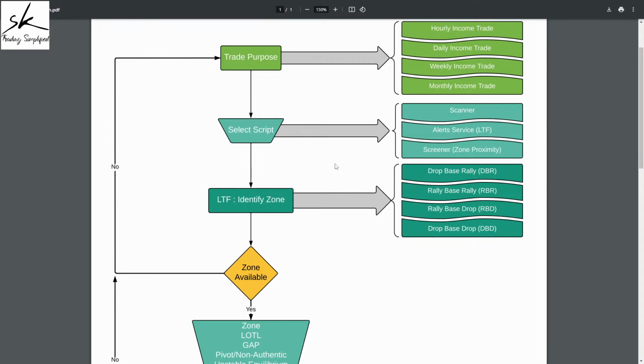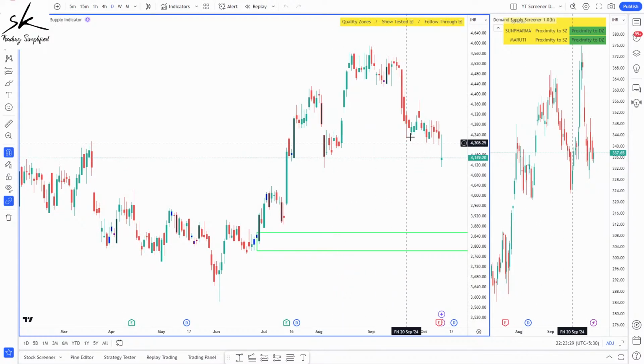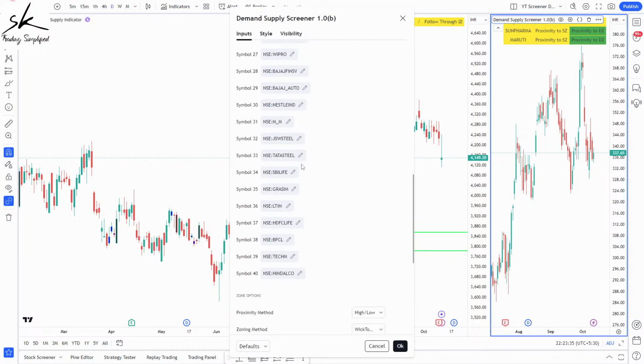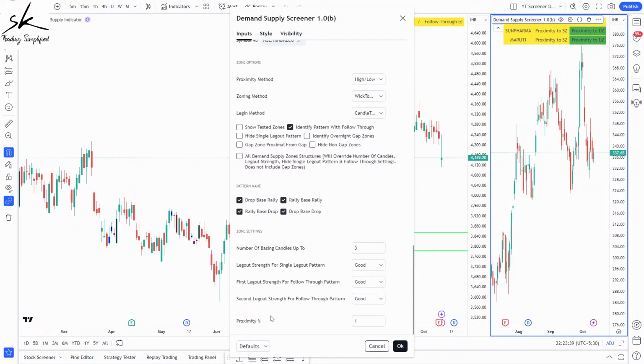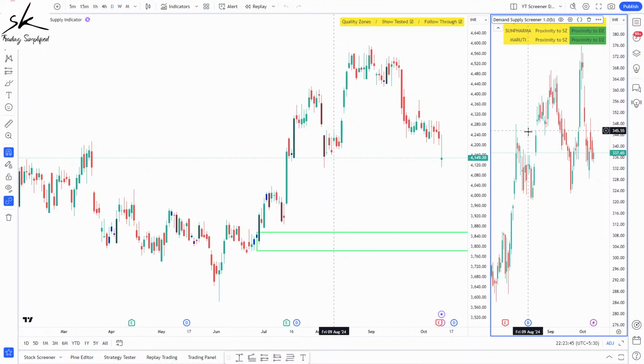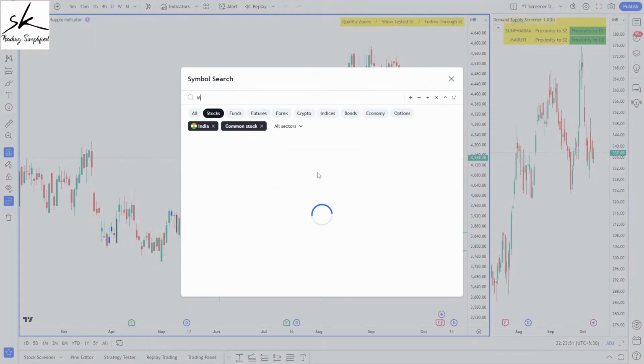So that's your alerts. The way the screener works is that you apply the screener to the chart and provide your list of symbols. Here you can see I've given a list of 40 symbols, and I'm telling the screener that out of these 40 symbols, shortlist the symbols where my proximity setting is 1%, which means symbols where the current candle is within 1% of a demand area or a supply area. And it is telling me you have Maruti.